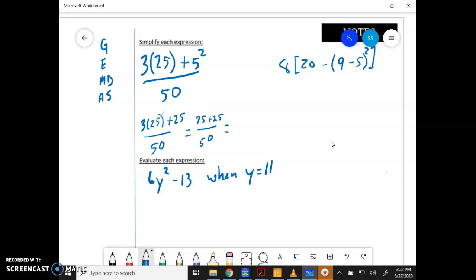And I want to solve completely on top first. So 75 plus 25 is 100. And 100 divided by 50 is 2. All right, so there's my final answer for that one. All right, moving on.